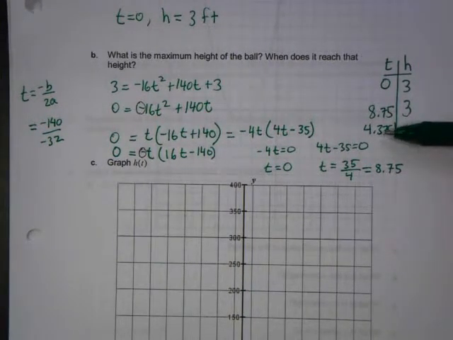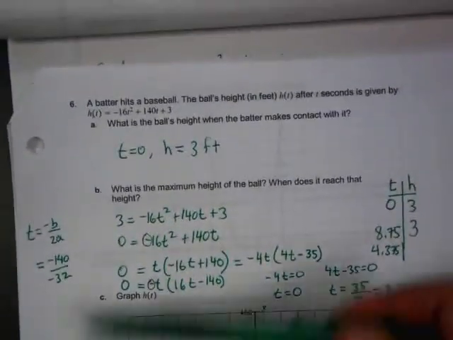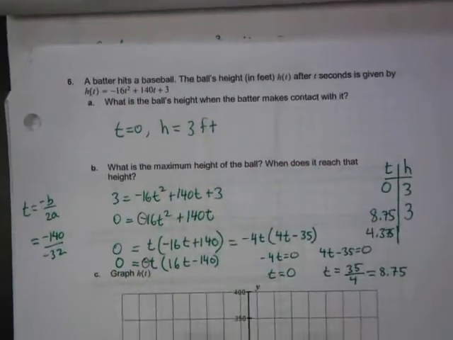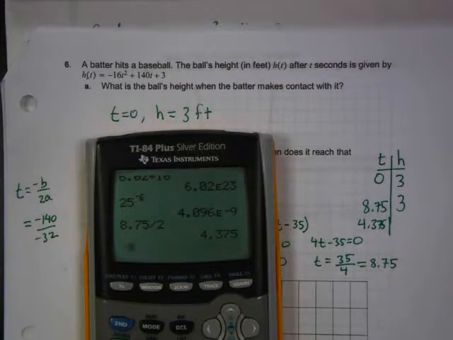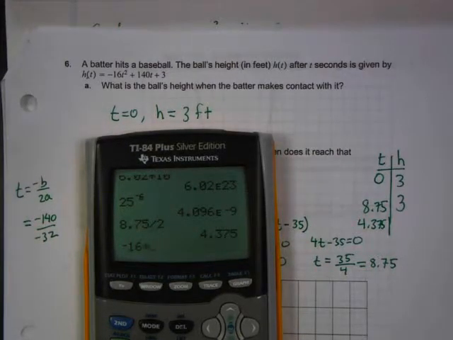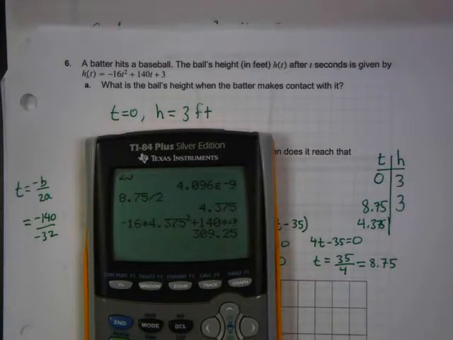Now what I need to do is take this number, 4.375, and plug it into this formula, don't I? Right, so I'm just going to use my calculator to do that. Negative 16 times 4.375 squared. It's a really big number right here. Plus 140 times 4.375. Let's say you didn't square it. I got 309 and a quarter.